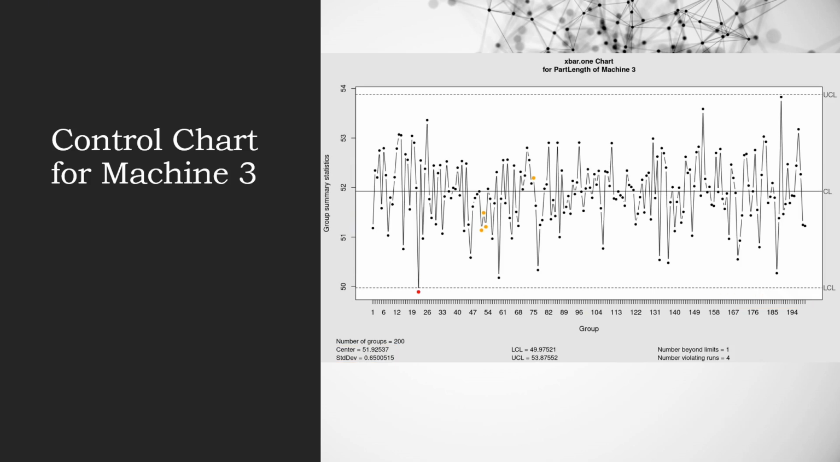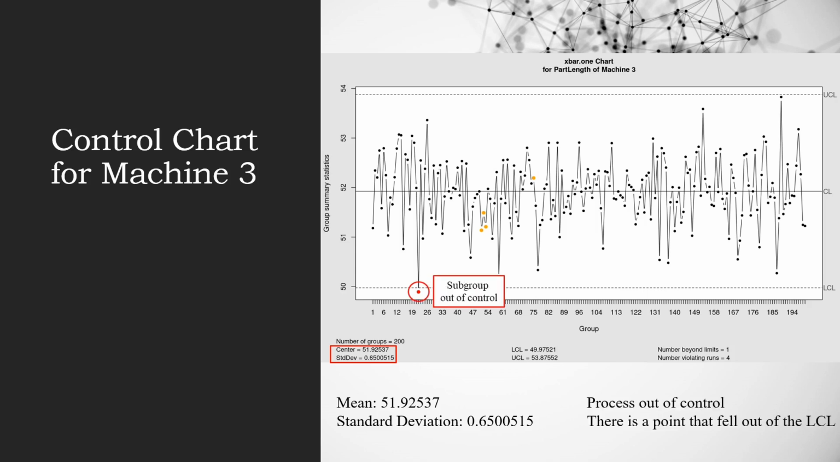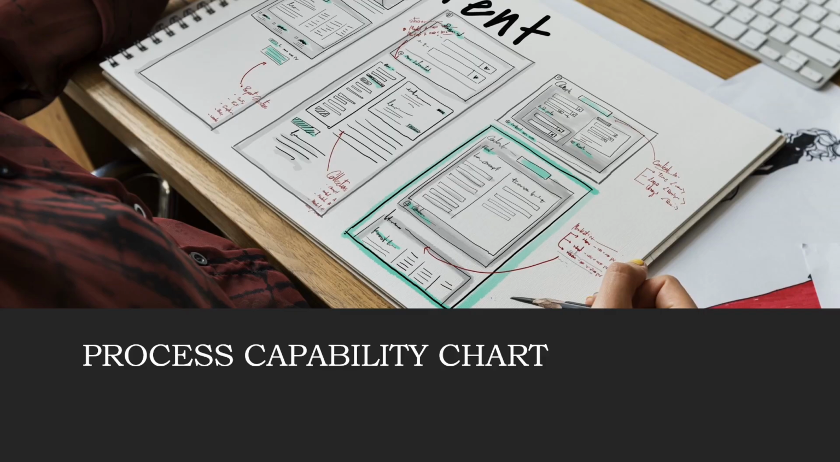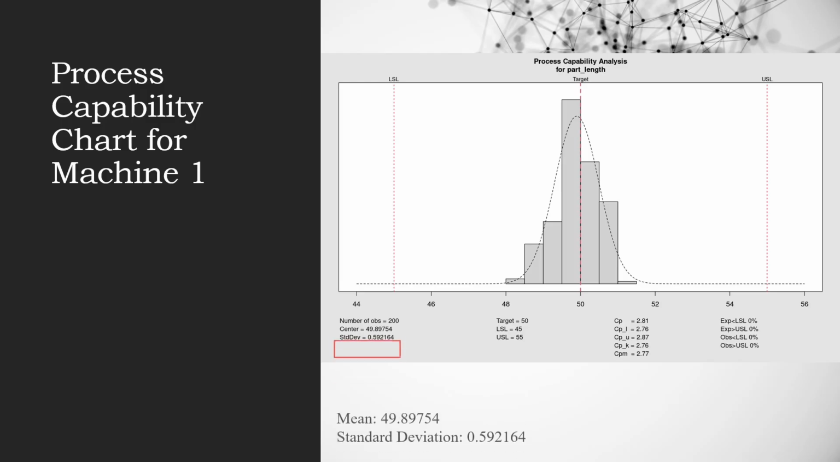For machine 3, you can see that the mean is 51.92537 and the standard deviation is 0.6500515. We also can see that there is a subgroup out of control as it falls out of the LCL, making the process out of control. Next, we have the process capability chart.